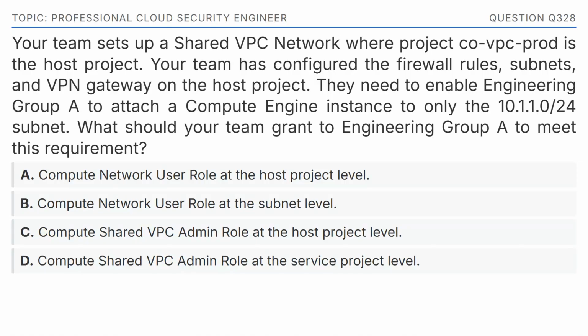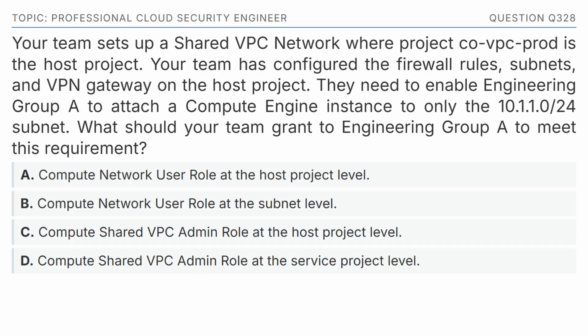Your team sets up a shared VPC network where Project Co-VPC Prod is the host project. Your team has configured the firewall rules, subnets, and VPN gateway on the host project. They need to enable Engineering Group A to attach a compute engine instance to only the 10.1.1.0/24 subnet. What should your team grant to Engineering Group A to meet this requirement?